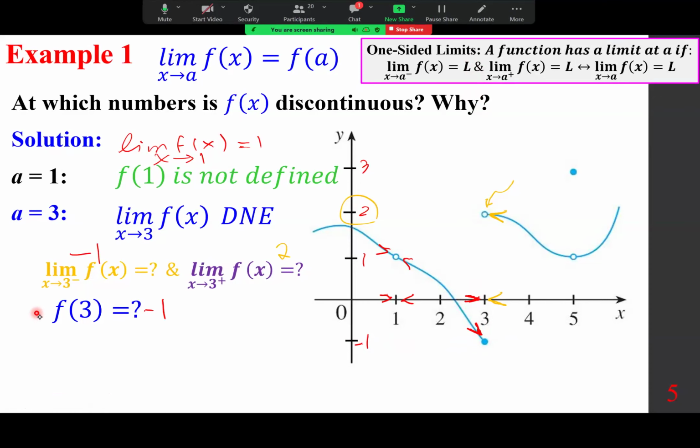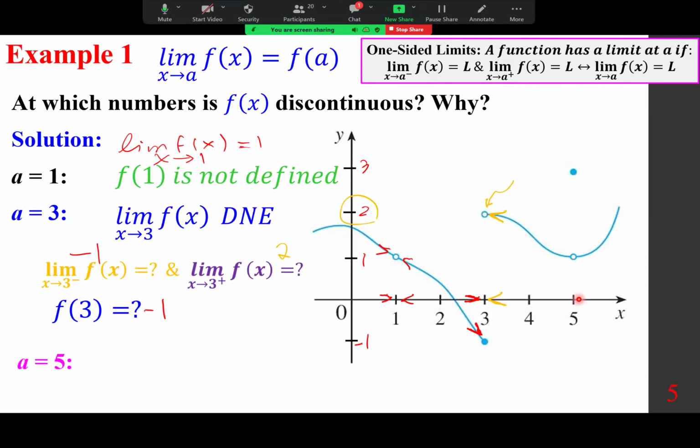Now, of course, just for the sake of argument, because these two are the same, that means the function is discontinuous at 3, but it is considered continuous at 3 from the left. Continuous at 3, that's the meaning of it. Continuous at 3 from the left. There is one more point, and that would be number 5.